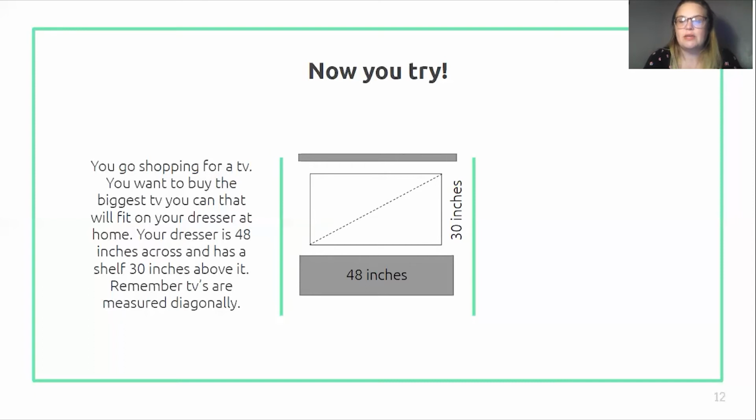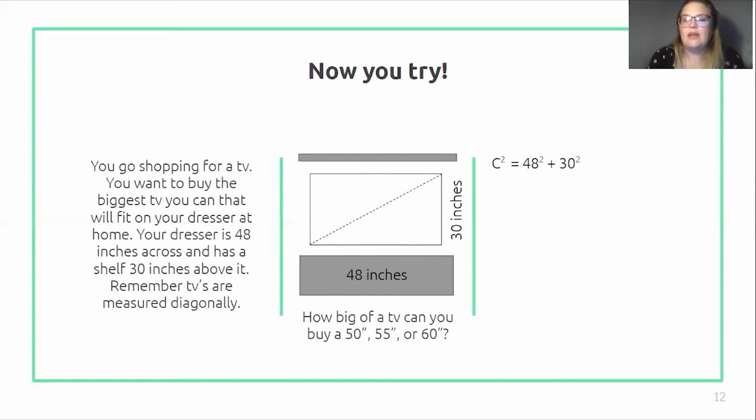So we know the biggest it can be along one leg is 48 inches, and then along the other edge, the biggest it can be is 30 inches. So we need to determine how big of a TV we can buy. Will it be a 50-inch, a 55-inch, or 60-inch TV? Those are going to be our only three choices. So we can start by substituting our information into the Pythagorean theorem. C squared, which is going to be our hypotenuse because TVs are measured diagonally, equals 48 inches squared plus 30 inches squared, because those are the max dimensions that the legs of our triangle can be.